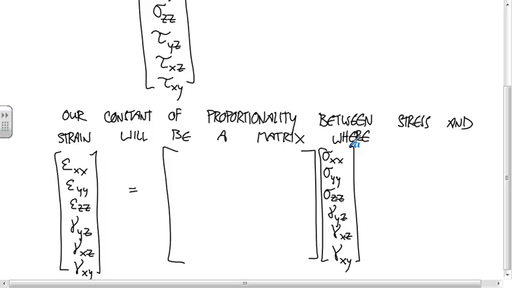Okay, so what kind of matrix does that have to be? What's the size of that matrix? Each of those vectors has 6 elements. Yep, so this has to be a 6 by 6 compliance matrix, it's called.